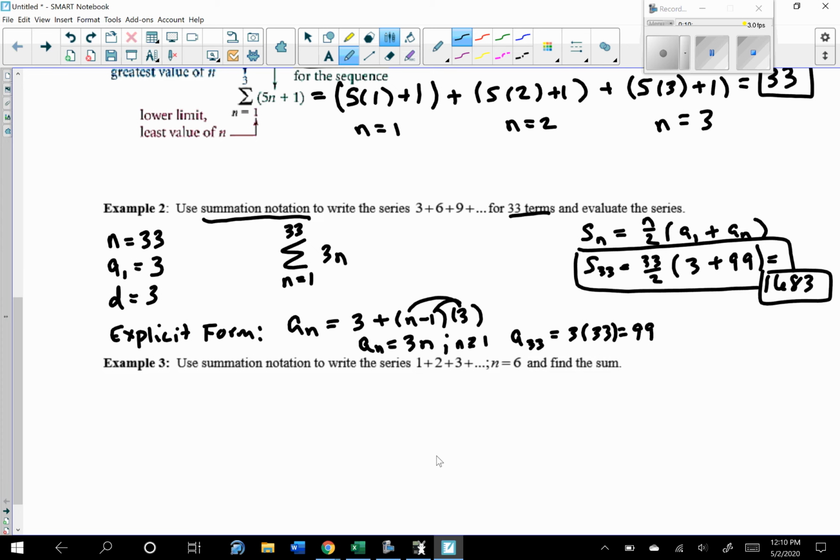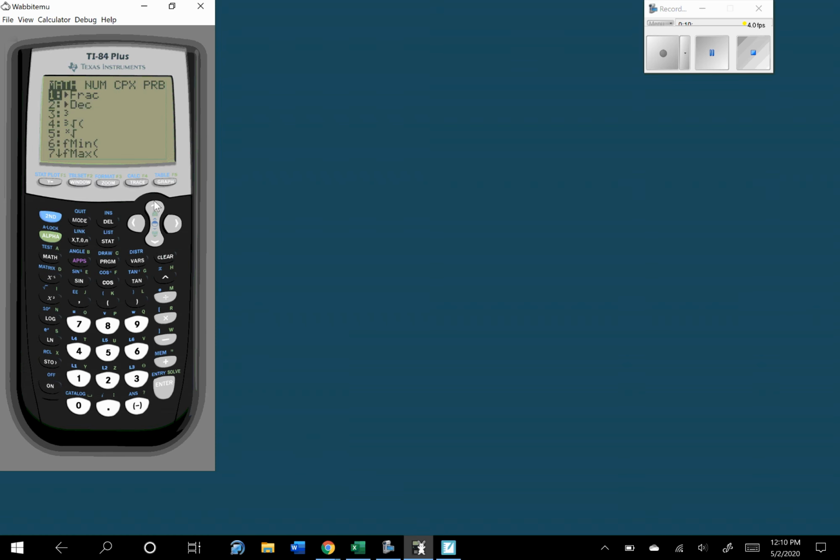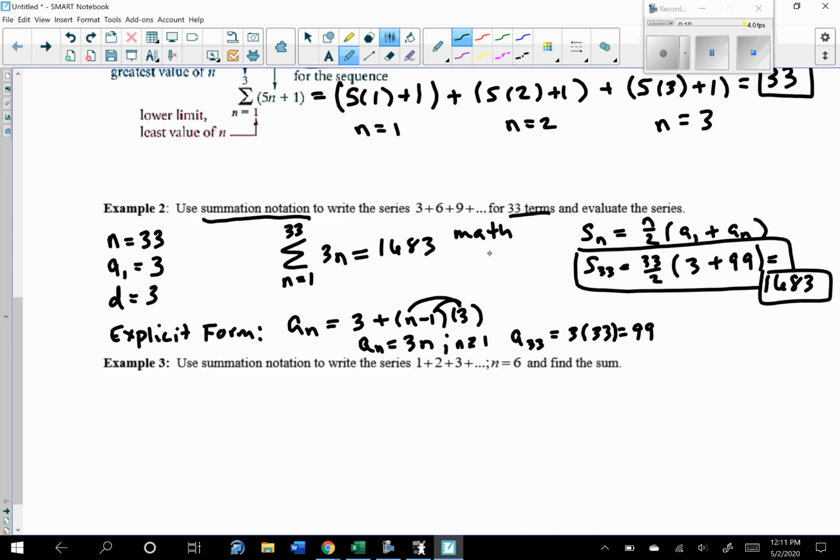Okay. So again, we know by using our calculator, this is equal to 1683. And again, to get that, we went to math, and under the math button, just to look again, if you hit math and you scroll all the way down, it's 0, which is the summation right here. And so that was the 0. And then, of course, we also can write it using the other way if you have an older calculator. So it was the sum of the sequence, and then we had 3x, x, 1, 33. So different ways of writing it.